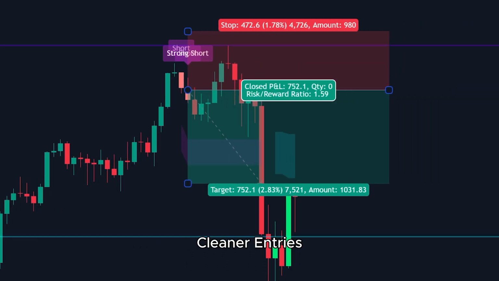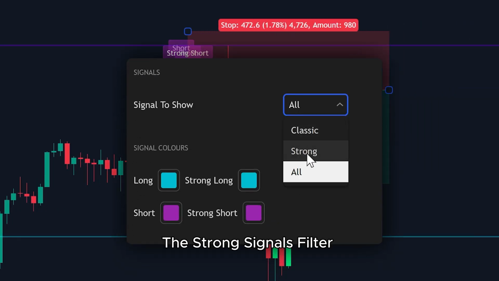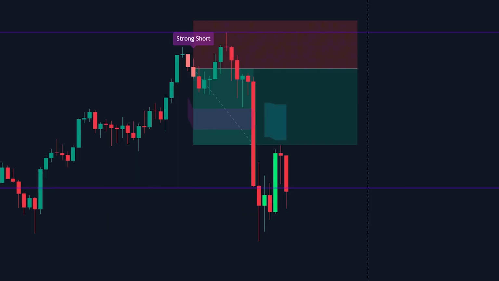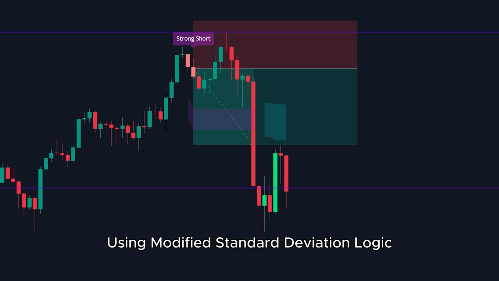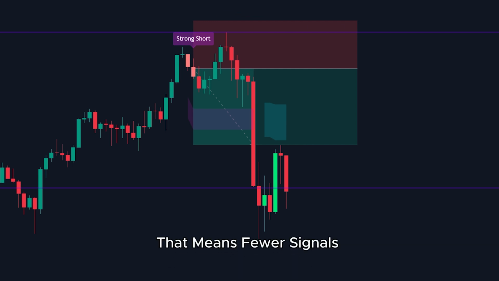If you want even cleaner entries, enable the Strong Signals filter in the settings. These signals go through an extra layer of validation using modified standard deviation logic. That means fewer signals but higher reliability.